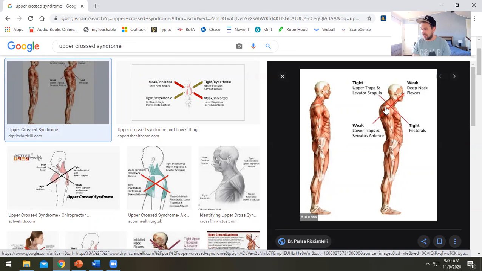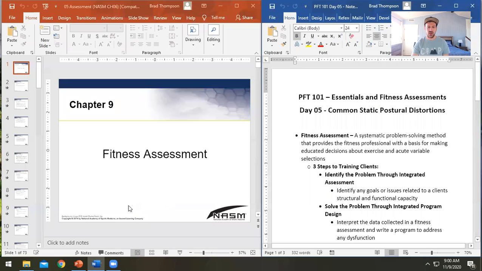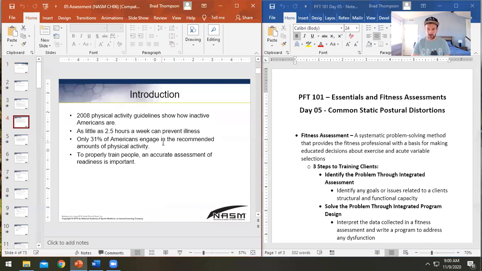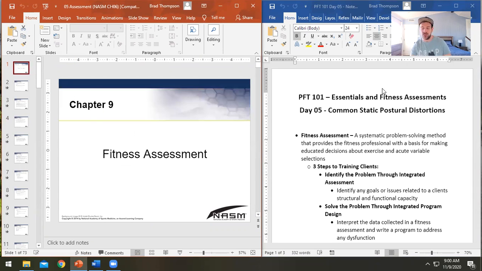So those are the 3 most common postural distortions, and they're what we call our static postural distortions. So that's kind of what we're going over today. I know that was a very, very long intro, but that is where our conversation is going today. We're only going to be on a few PowerPoint slides today, and then we're going to dive into what those postures mean and how to work with them.